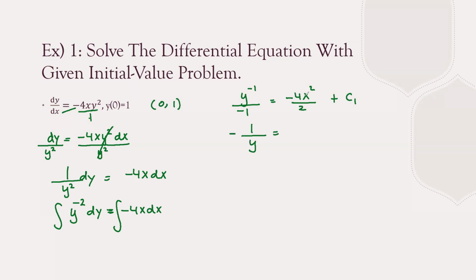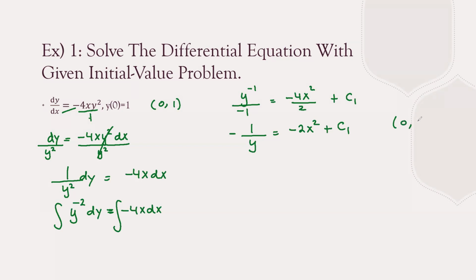And then negative 4x squared divided by 2 is negative 2x squared plus c1. Okay. Should I solve for my c1? Yes, I think we can do that before we solve for y. So let's solve for c1.